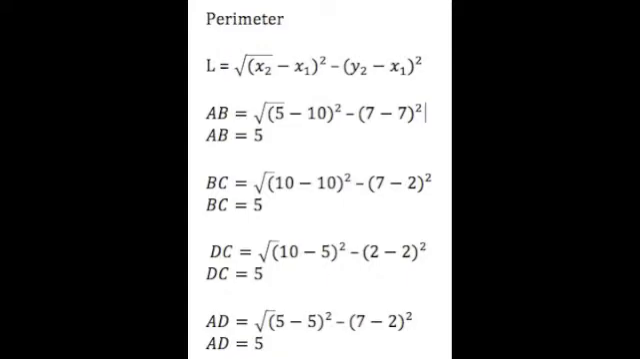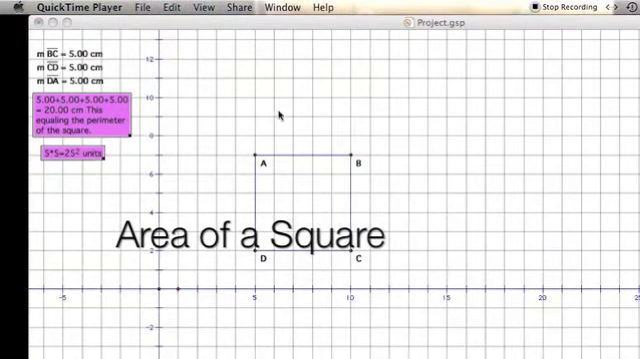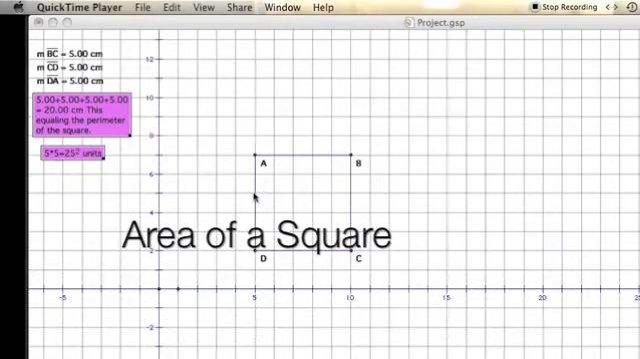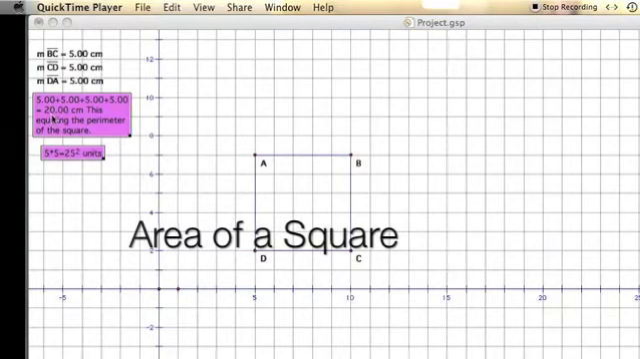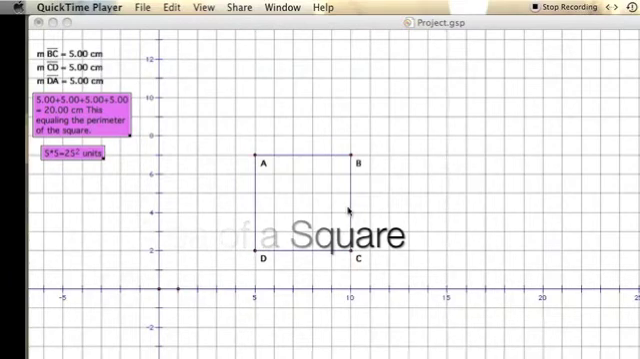Here is the equations of the line for finding the length of each line. Here is finding the area of a square. The area of a square, you will find it by length times width. So you take 5 by 5 and it should be 25 units squared, as you can see in the top left corner.